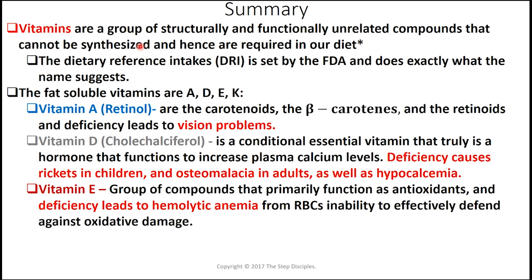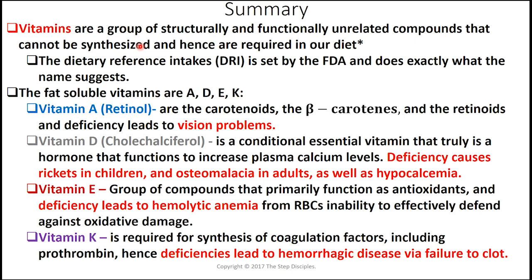Vitamin E is a group of compounds that primarily function as antioxidants, and deficiency leads to hemolytic anemia from red blood cell inability to effectively defend against oxidative damage. Vitamin K is required for synthesis of coagulation factors, including prothrombin. Hence, deficiency leads to hemorrhagic disease via failure to clot.